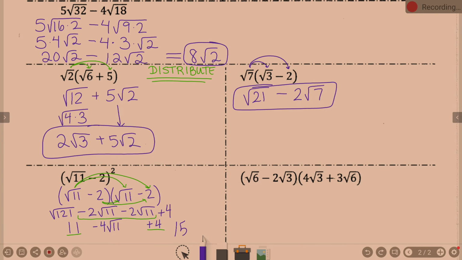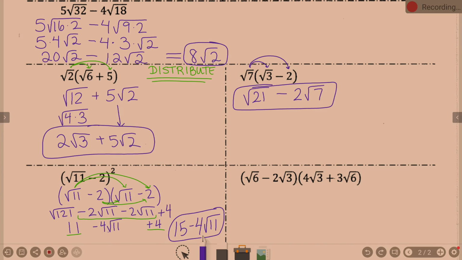And then we still have 15 minus 4 square root of 11. Yes. And now we're done. Okay? Now, I guess we hadn't really had a situation like that, where 11 minus 4, we can't do that because this 4 is attached to the square root of 11. Same thing here. Can I do 15 minus 4 here? No, because this 4 is attached to the square root of 11. So it's 15 minus 4 square root of 11, which I can't combine.